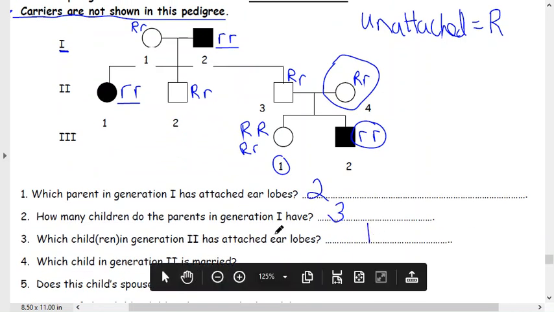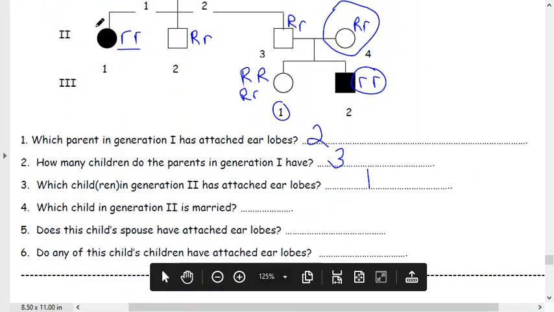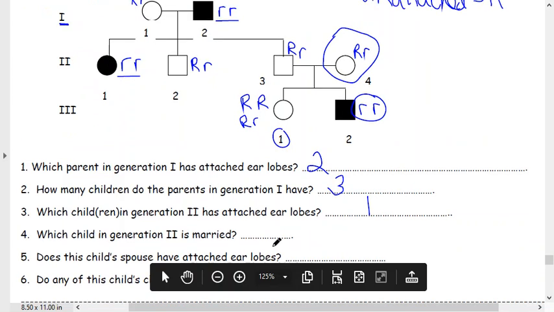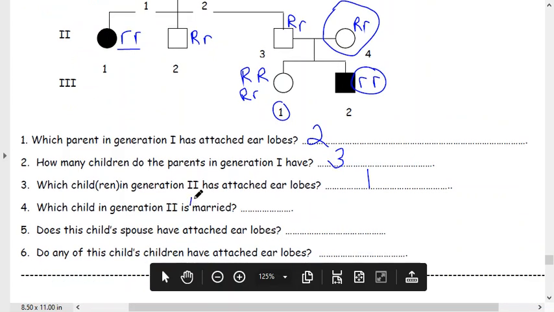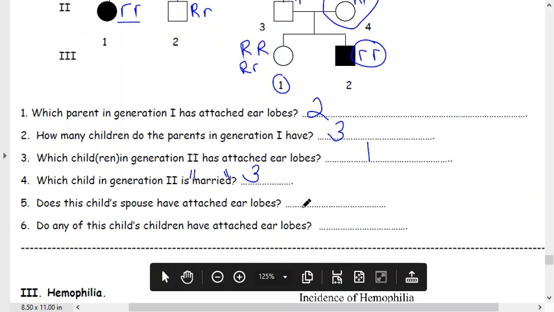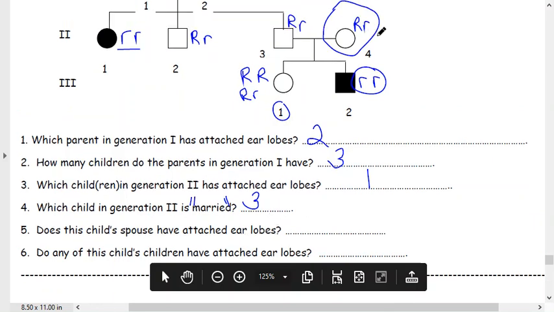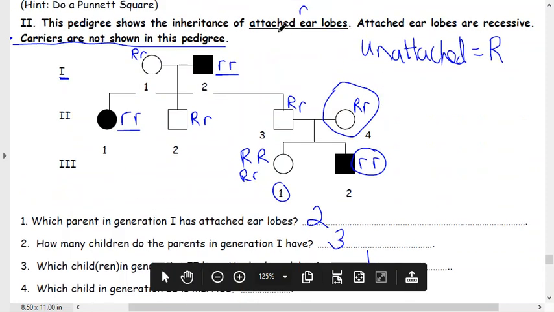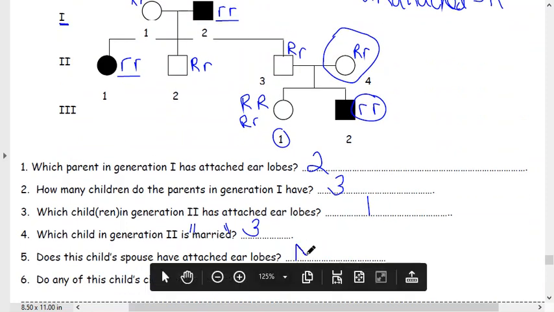Individual number 1 right here. Which child in generation 2 is married? Again, married, quote unquote. Number 3. Does this child's spouse have attached earlobes? I keep forgetting which one's attached. No, she does not.